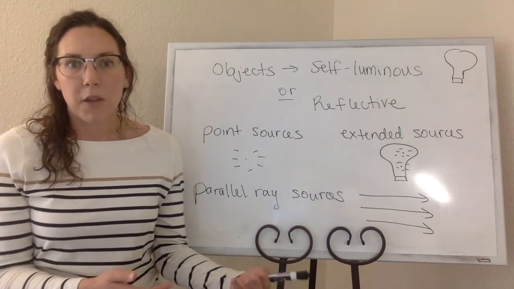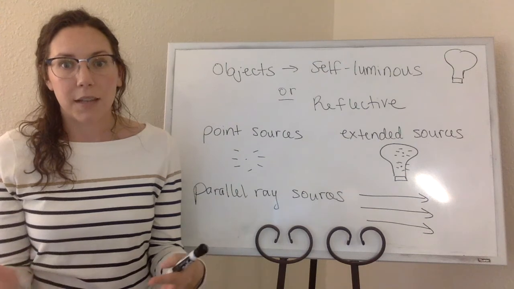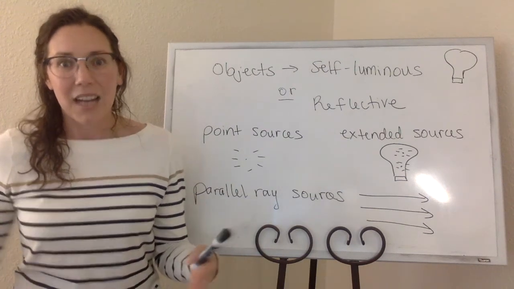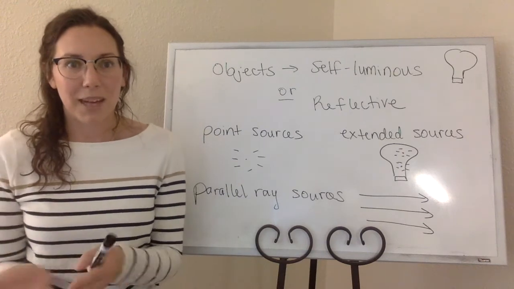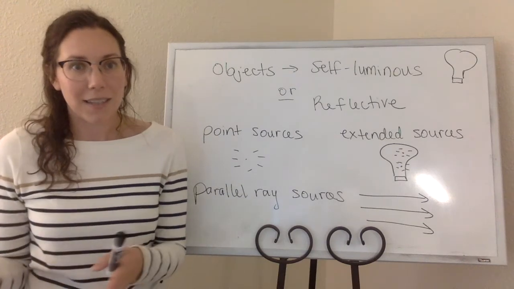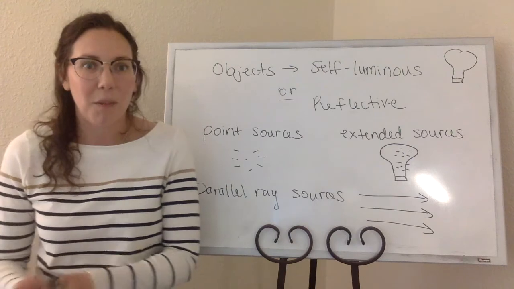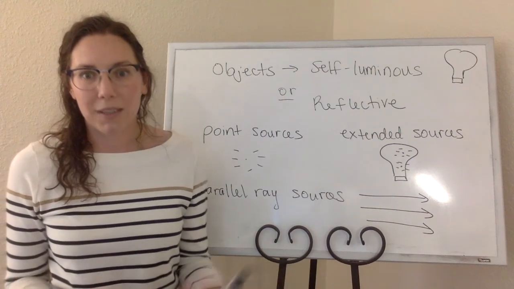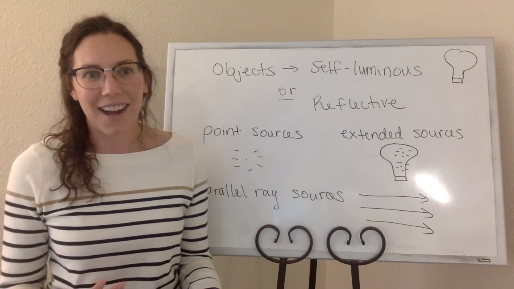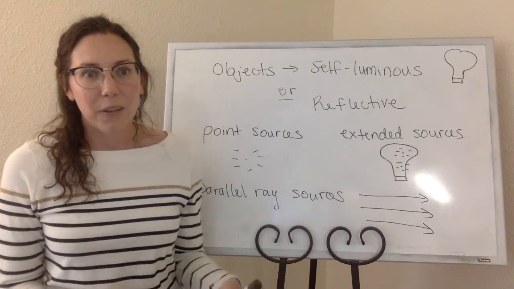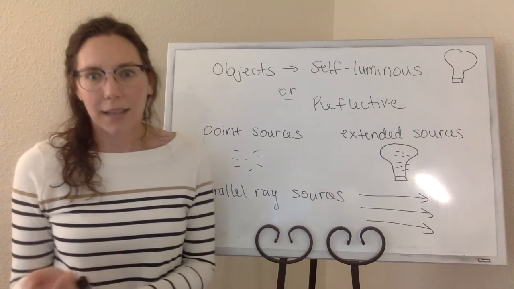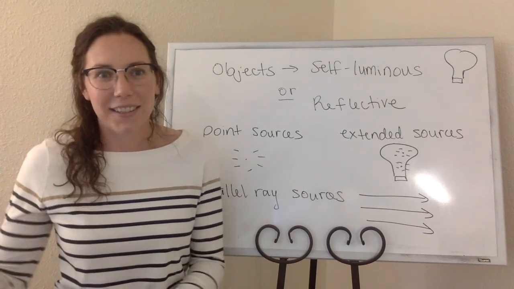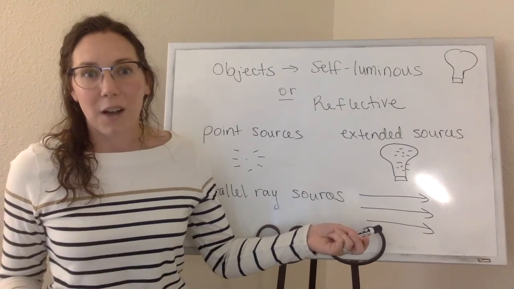So for a point or extended source, when you're looking at that object, it will emit light in all directions. So we can be standing in many different locations and we can see that object as long as light enters our eyes, meaning that it's not blocked by something else. However, with a parallel ray source, we would have to position our eye so that light enters our eye so that we can see it. And if you think about a laser, you can only see the light from the laser if it's directed right in your eye, which isn't a good idea, or if it's reflected off of something else.